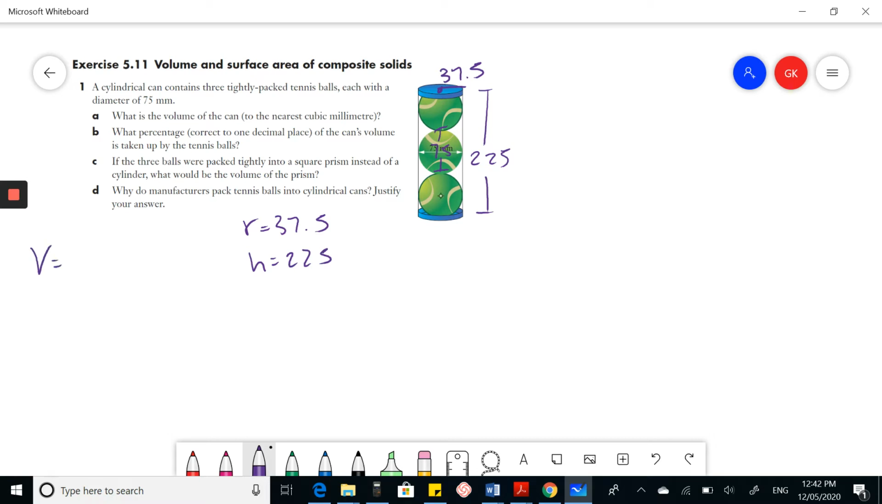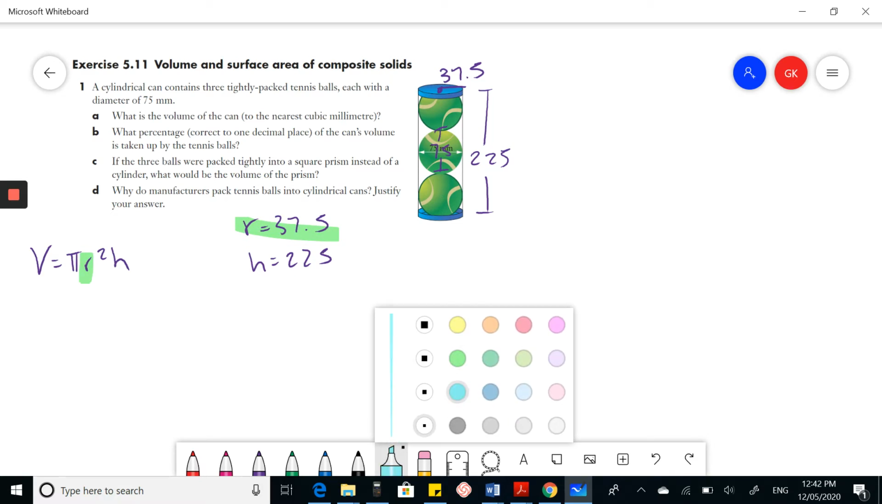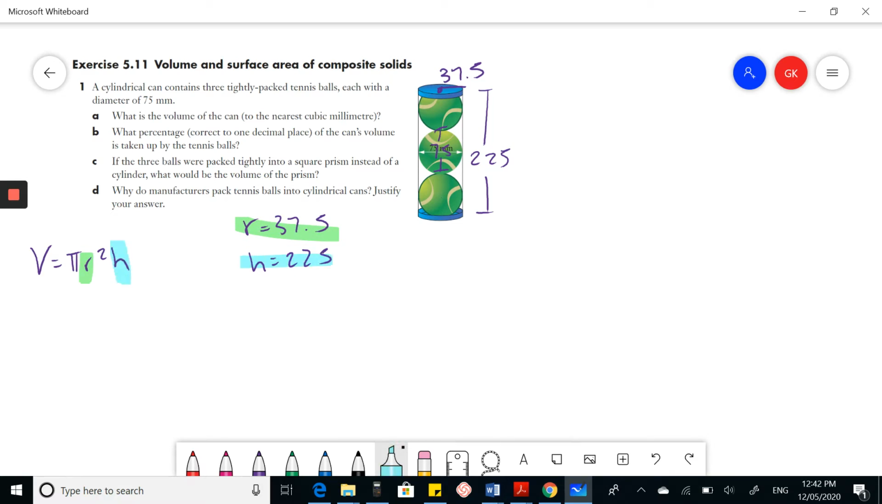Now the formula for my volume is pi r squared h, okay? You should know that. That's the volume of any cylinder. r is 37.5 and h is 225. Okay, so first step is the diagram, second step is the formula, third step is we substitute, and we go pi times r, which is 37.5 squared, times height, which is 225. Now we need to chuck that into our calculator and we'll get an answer.